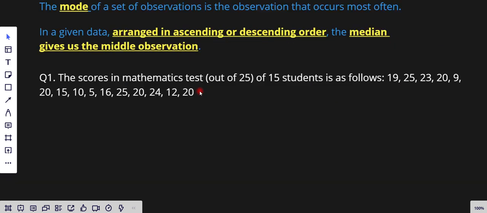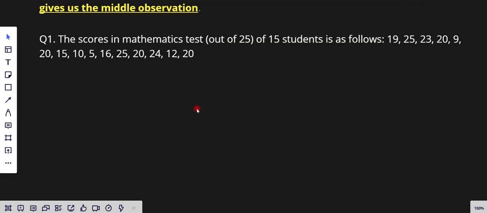So I have taken the first question of your exercise 3.2, and the question is: the scores in a mathematics test out of 25 of 15 students are as follows: 19, 25, 23, 29, 20, 15, 10, 5, 16, 25, 20, 24, 12, and 20. These are the scores out of 25, and this is the data of 15 students. First we need to calculate the mode and then the median.